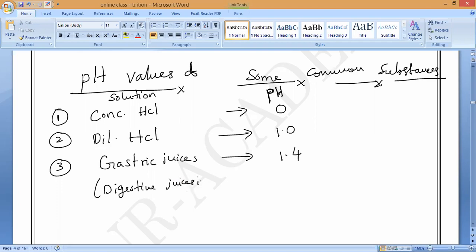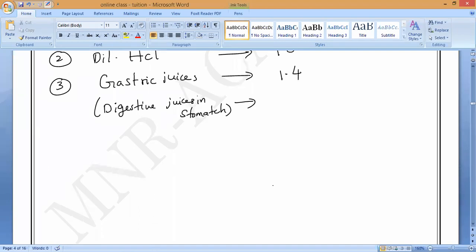We have studied this in biology, correct or not? What is in it? Can you say, Pranav? It contains HCl, pepsin, and mucus. That is all the things. Pepsin and mucus.